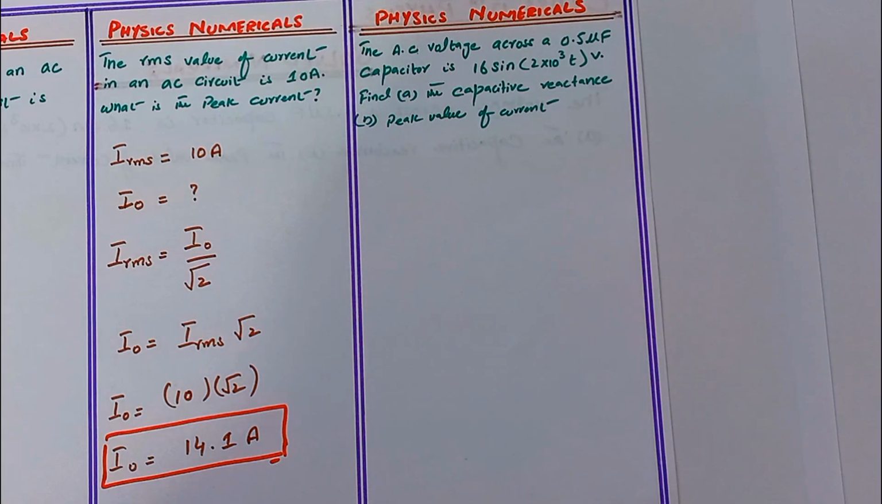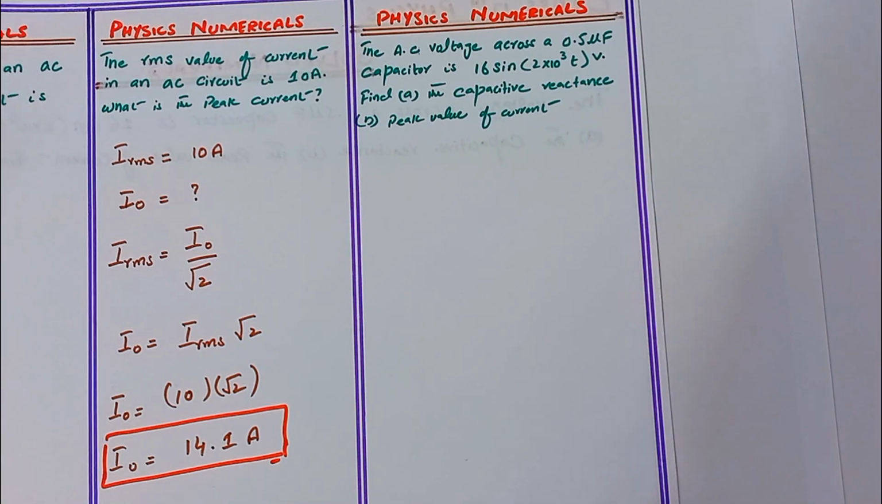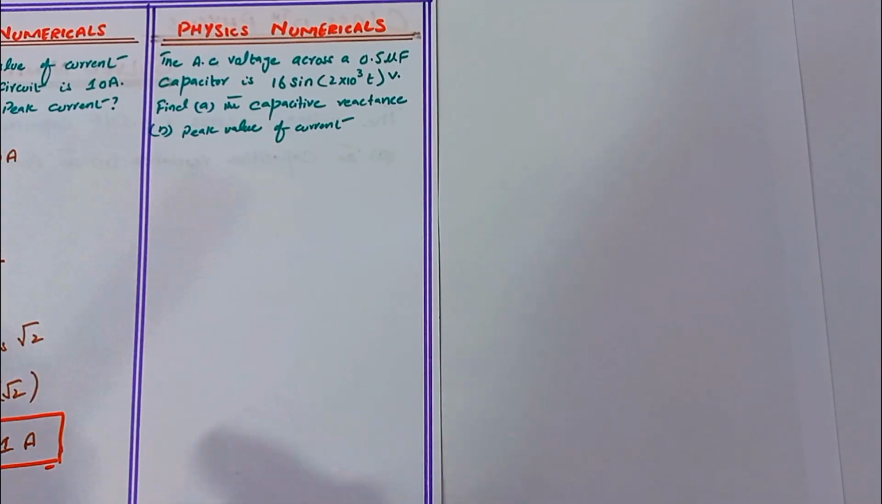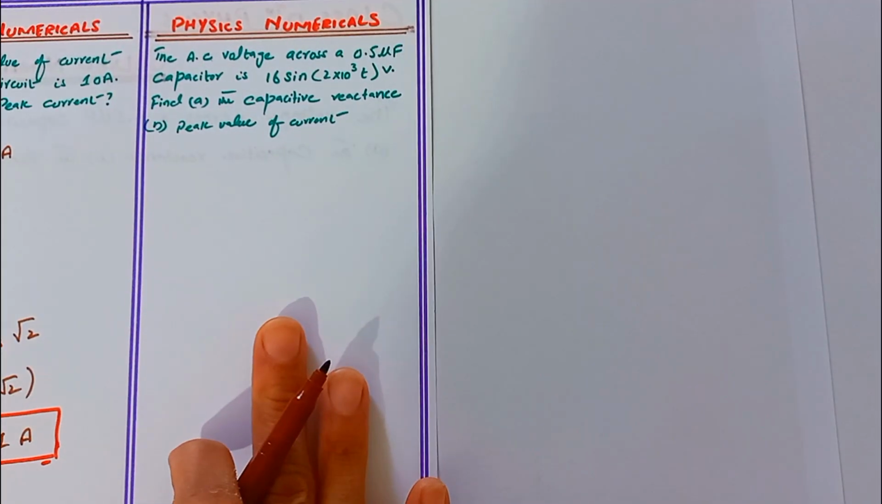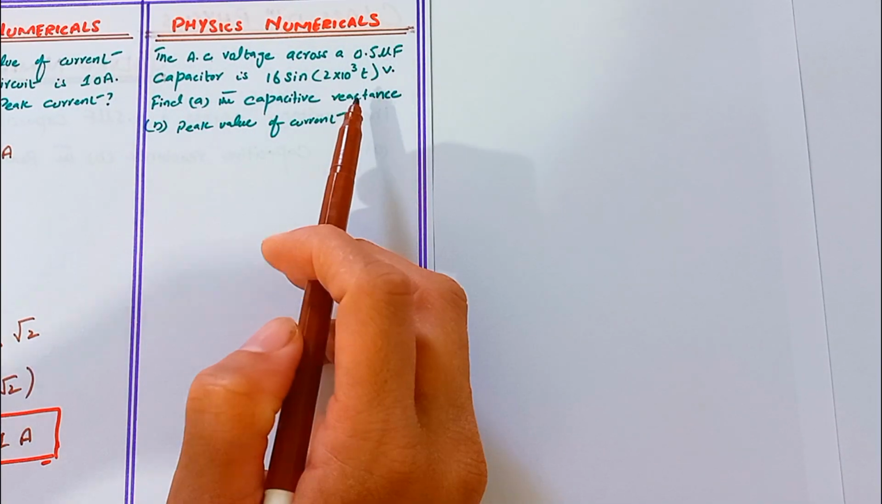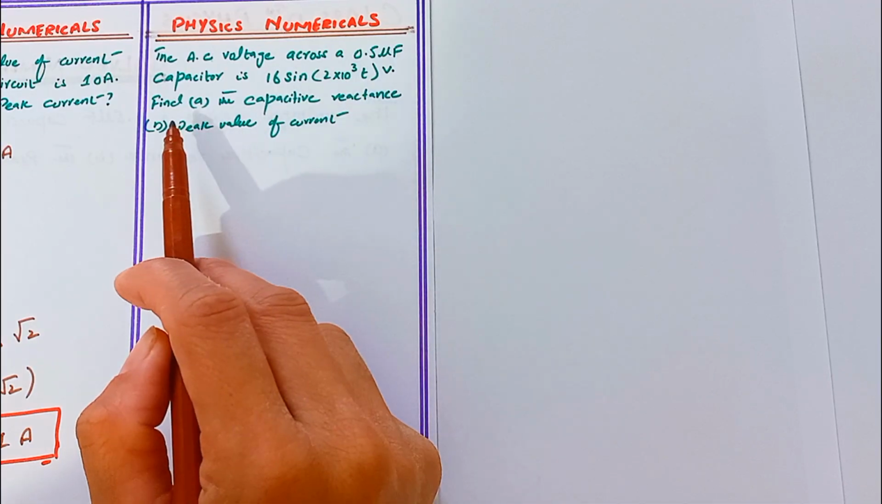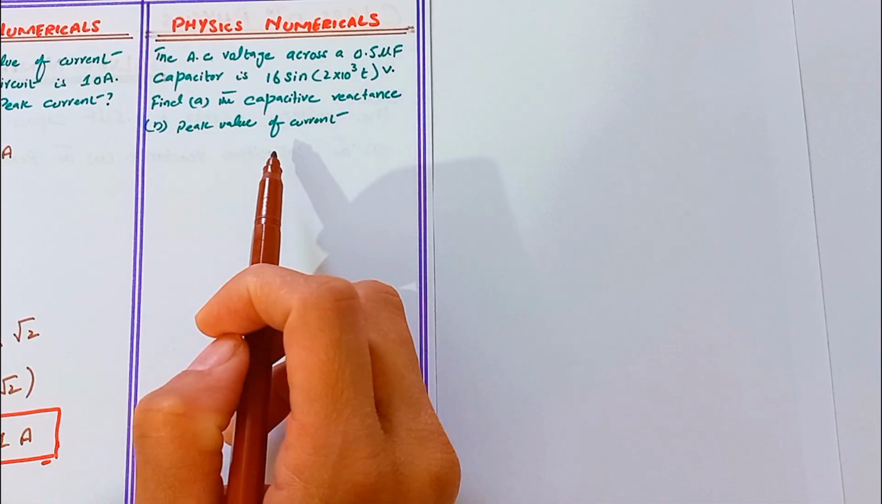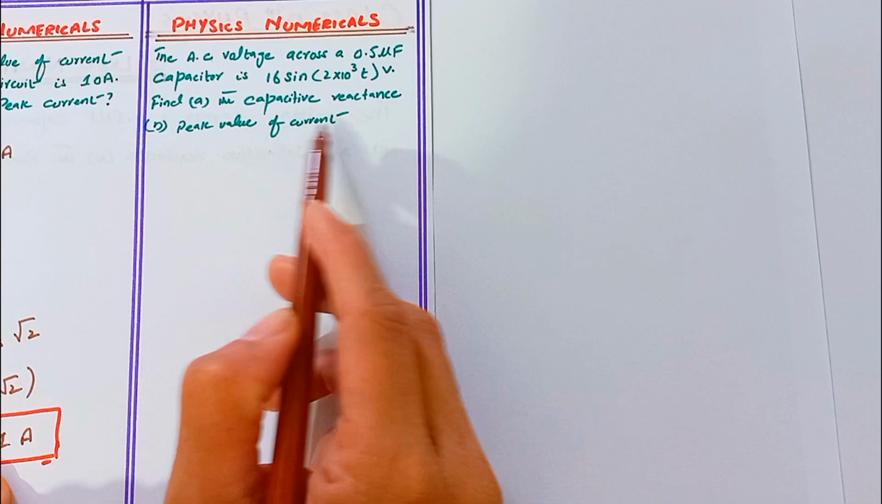Okay, now move to the third numerical. In the third numerical, it is given that the AC voltage across a 0.5 microfarad capacitor is 16 sin 2 into 10 to the power 3 t volt. Find the capacitive reactance, and in option B, find the peak value of the current.